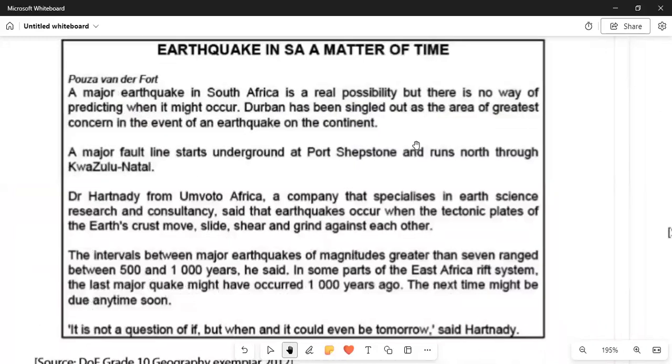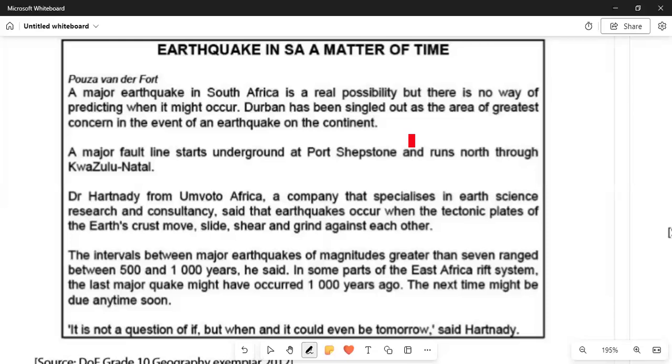We can see that we talk about the earthquake in South Africa, a matter of time. It was published by Bowser van Diervoort. A major earthquake in South Africa is a real possibility, but there is no way of predicting when it might occur. Durban has been singled out as an area of greatest concern in the event of an earthquake on the continent. A major fault line starts underground at Port Shepstone and runs north through KwaZulu-Natal.